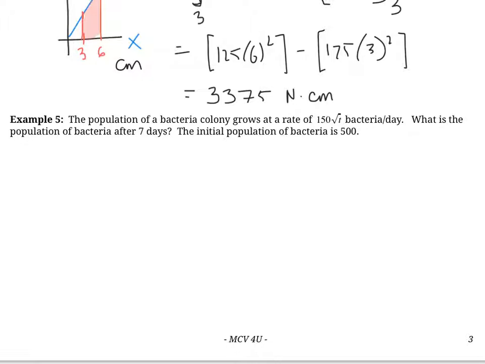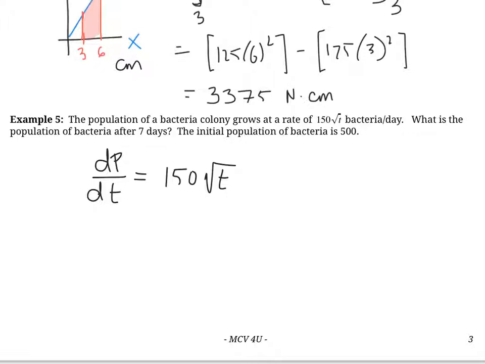And that's all integration is. So the way I'm going to write this, as dP, what do we want to call population? The change in population per time is 150 root t, right? Essentially that's what it means. The population's changing per time according to that, right? So as time increases, the population's actually going to increase faster, by that relation of root t.